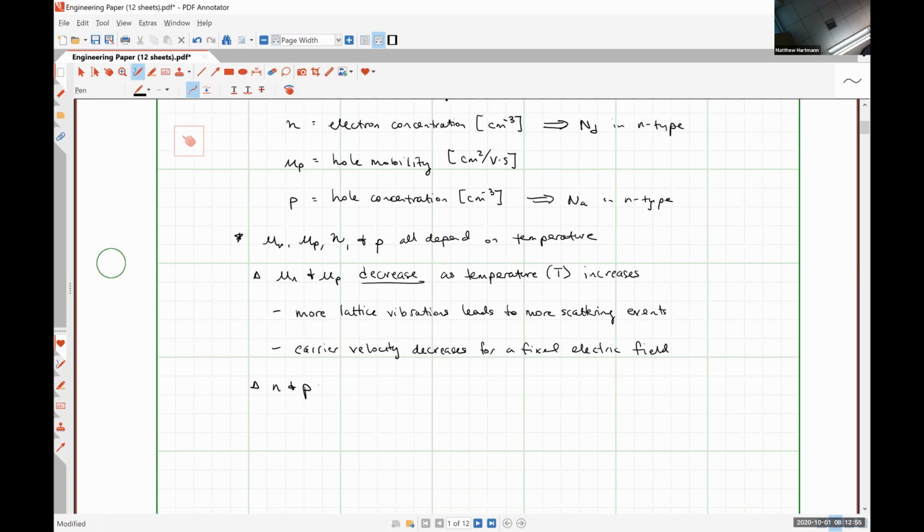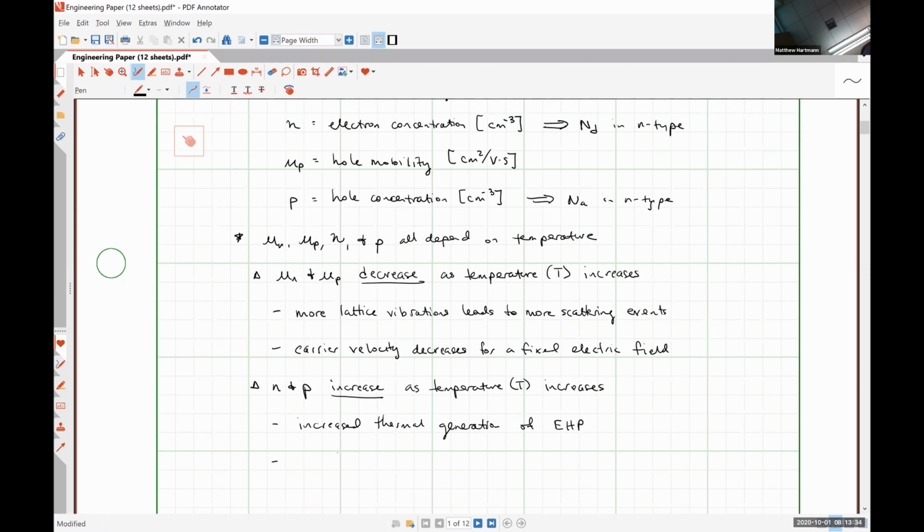Now, what's interesting is that n and p, our concentrations, both increase as the temperature T increases. As our temperature goes up, we have an increased thermal generation of electron hole pairs, which I'll simplify as EHP.